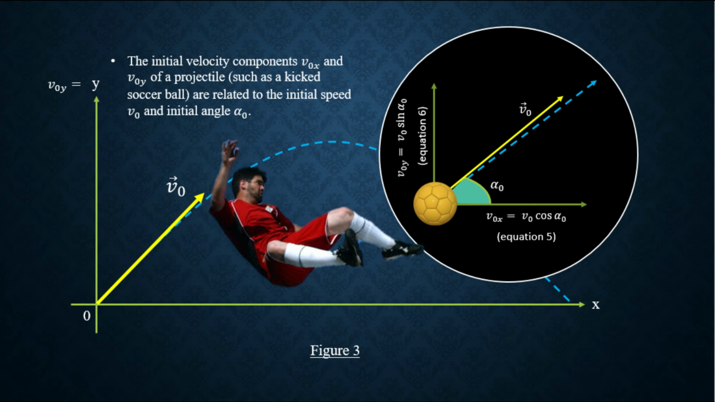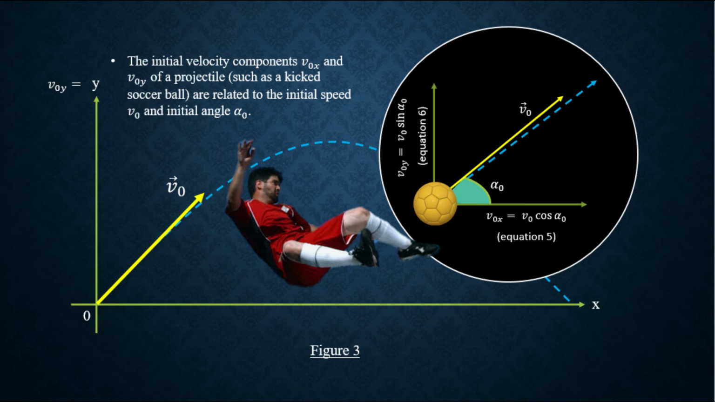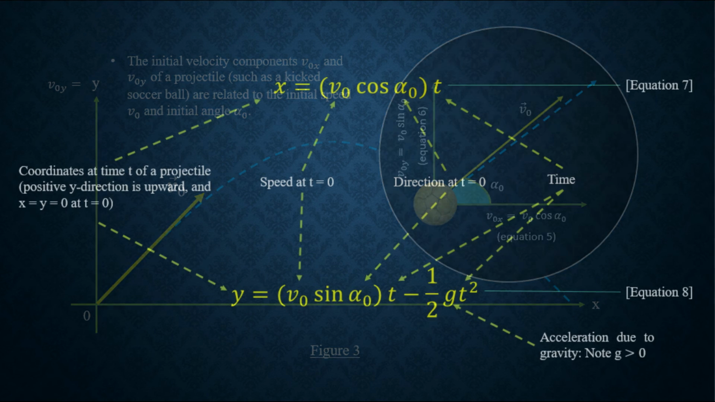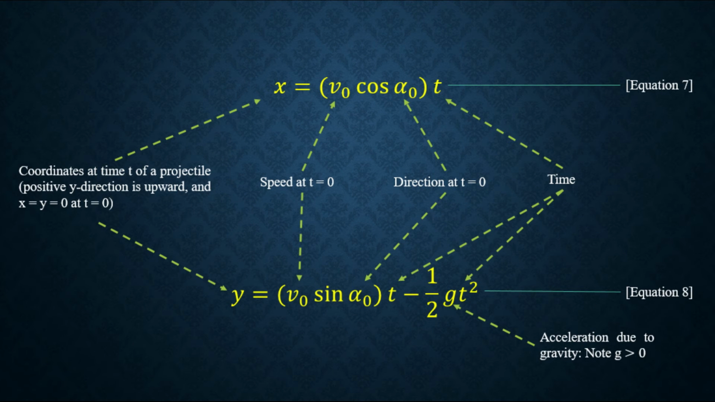The initial velocity components, v0x and v0y, of this projectile are related to the initial speed, v0, and initial angle, alpha naught. If we substitute equations 5 and 6 into equations 1 through 4, and set x0, y0 equal to 0, we get the following equations. They describe the position and velocity of the projectile in figure 3 at any time, t.